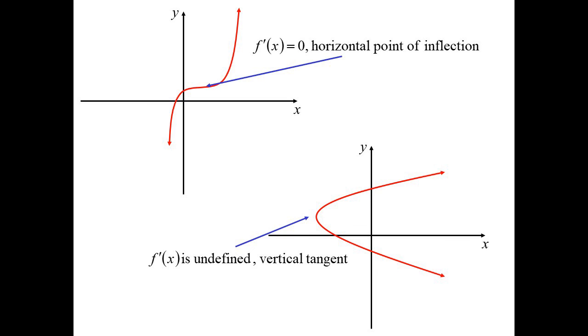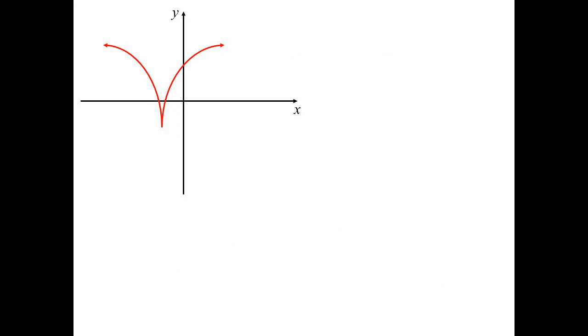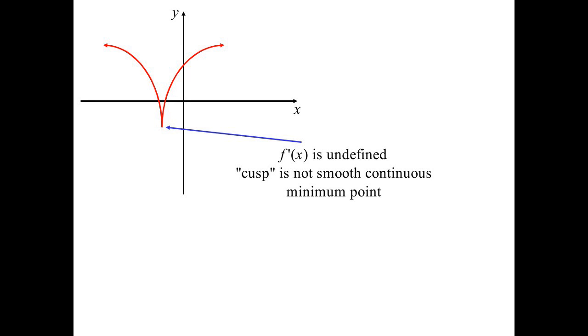Another type is something like this. It's what we call a cusp. It's undefined at that point because when you approach it from different directions, you don't get the same answer. So it's not what we call smooth continuous. It is continuous, there's no breaks, but it's not smooth. It's like it's got that sharp point to it, like an absolute value graph. That also is not smooth continuous. It's continuous, not smooth continuous. So that's what we call a cusp, and that's undefined.